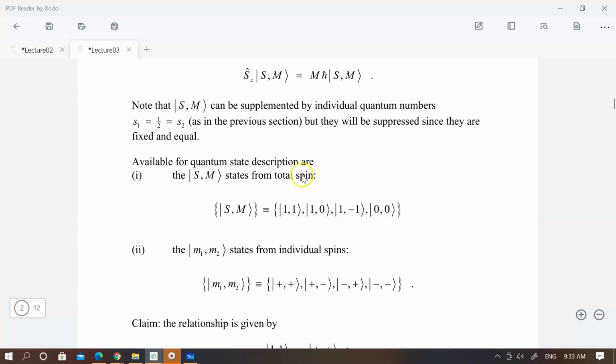Okay, so this is coming from the total spin description, and then you also have the individual spin description, which is coming from spin 1 and spin 2. So spin 1 and spin 2 will have your Z components m1, m2, and this can correspond to spin up, spin up, then spin up, spin down, and spin down, spin up, and spin down, spin down.